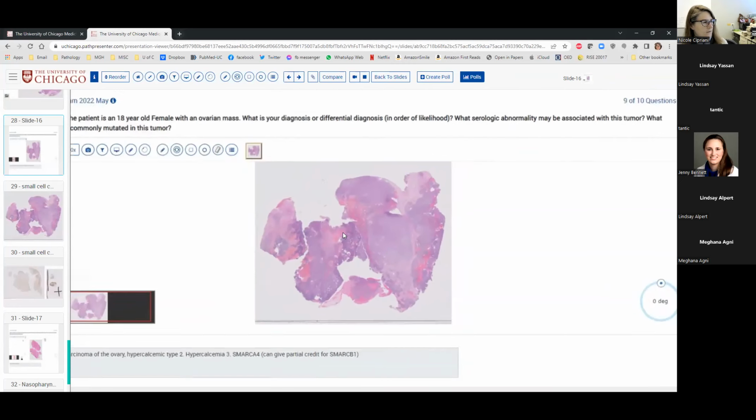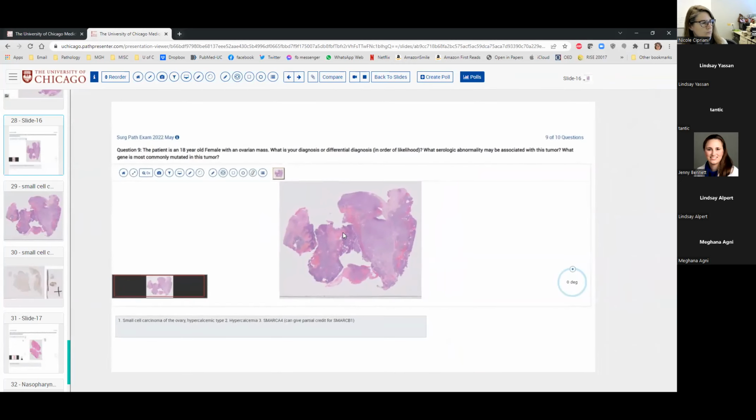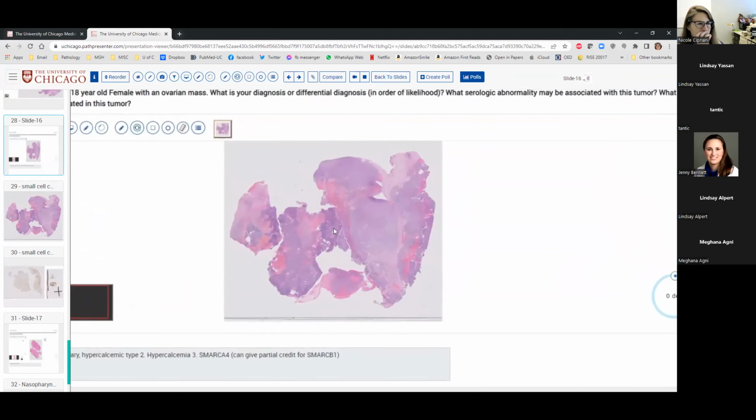I know this is a hard case, but once you've seen one, you have a good chance of recognizing it in the future, and you definitely don't want to miss this entity. It's a classic board question as well. This patient is an 18-year-old female with an ovarian mass. The first question was, what is your diagnosis or a differential diagnosis in order of likelihood?